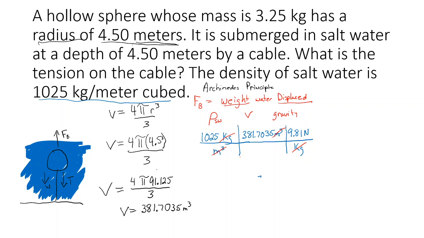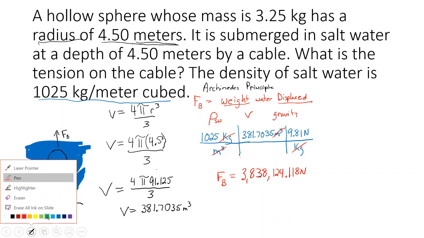So we have 1,025 times 381.7035 times 9.81 equals a buoyant force, or the weight of the water displaced, because that's what we're calculating as weight, is, let's see, 3,838,124.118 newtons. But that doesn't tell me the tension. We're looking for the tension.